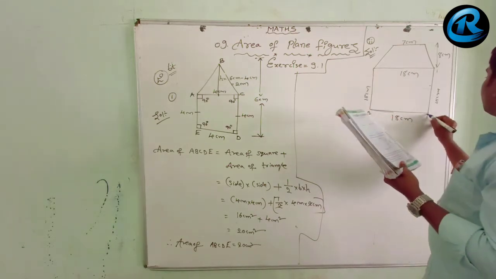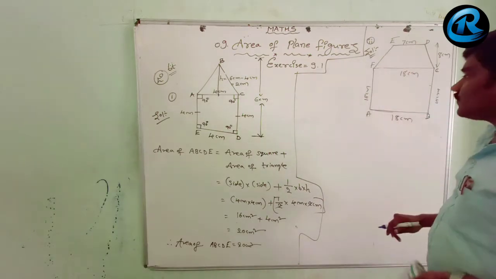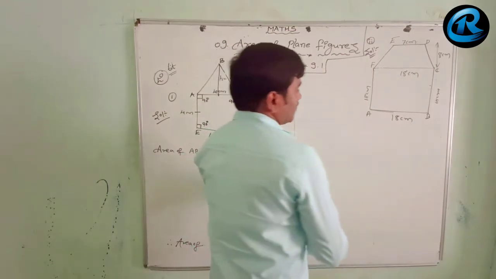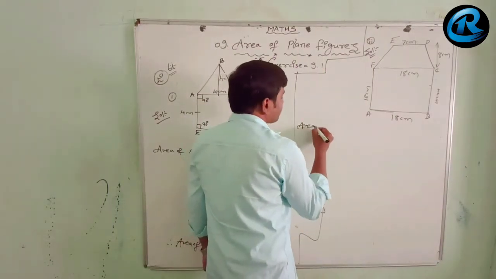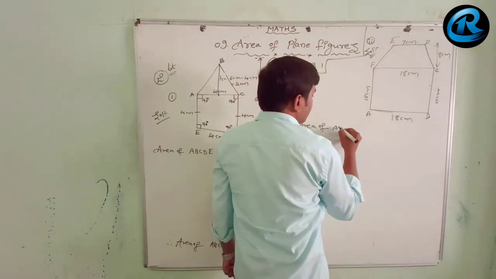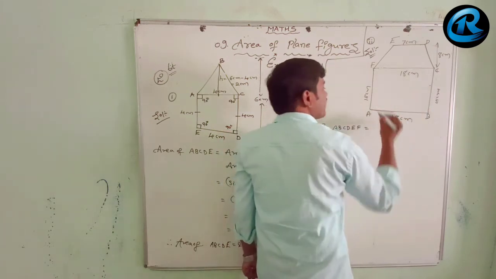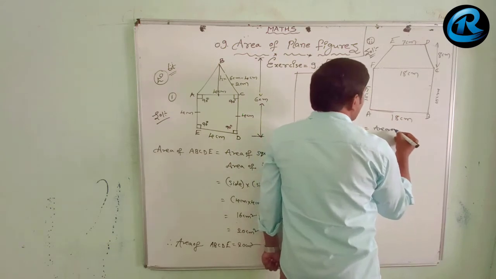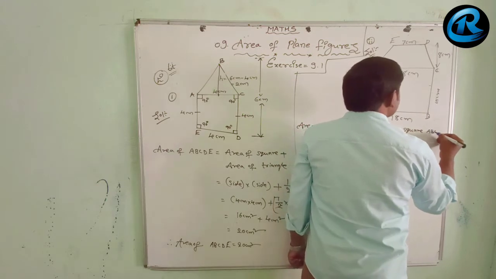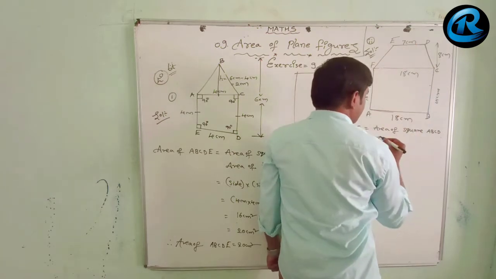It is B, it is C, D, E, F. Now let us find out what figures you can observe here. One is a square, the other one is a trapezium. Let us find out the area of ABCDEF. First we find the area of ABCD. Area of square ABCD plus area of trapezium CDEF.